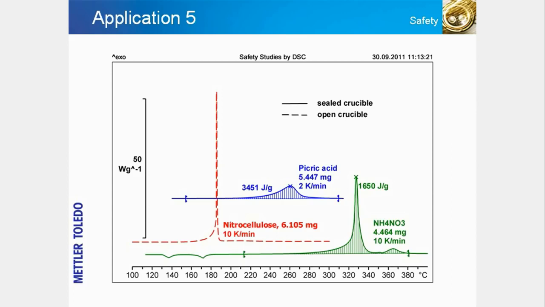The slide shows DSC measurements of 3 of these thermally hazardous substances. The results provide information about the starting temperature of the reaction, the reaction rate, and the energy released when such substances with very large exothermic reaction energies decompose. For example, the enthalpy of reaction of 3,450 joules per gram for picric acid under adiabatic conditions would cause a temperature increase of more than 1,000 degrees.